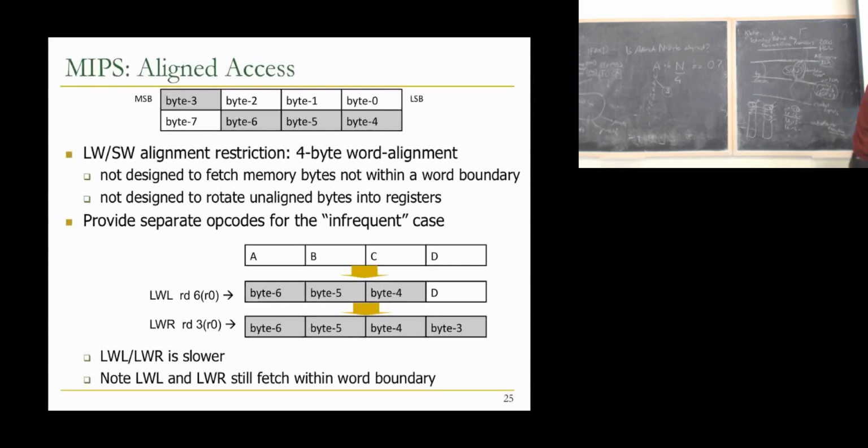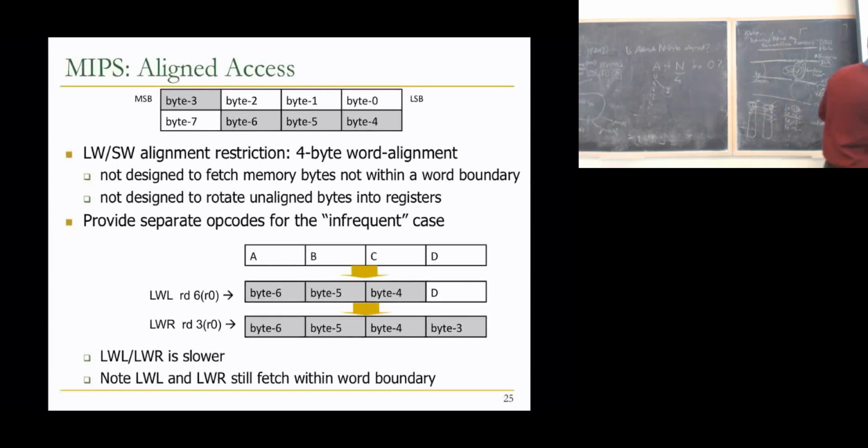And then you do a load word right, another load, to this location to get byte 3. And once you do load word right, you get only 1 byte, and that goes to the right. And that's how you can achieve alignment in software using these two instructions that are unaligned.